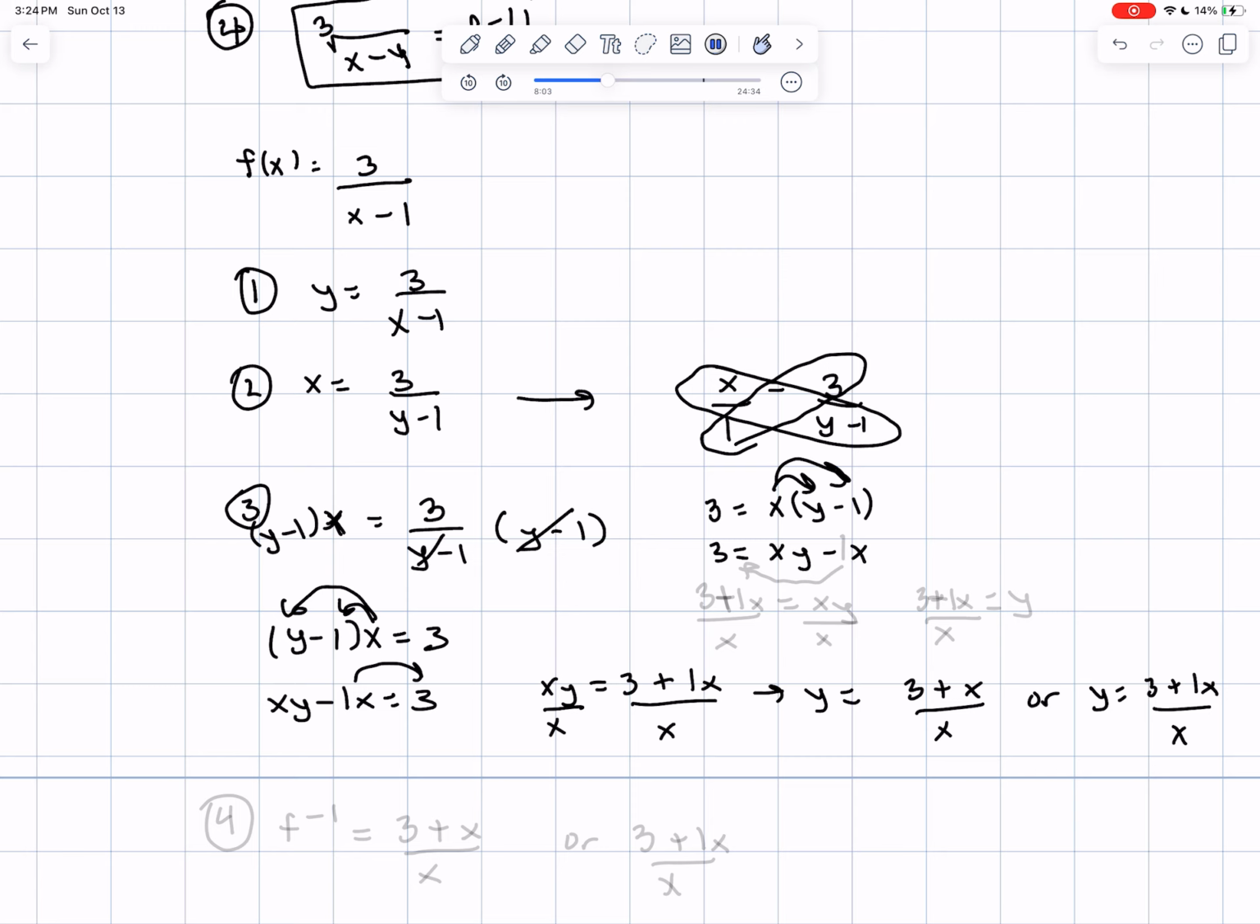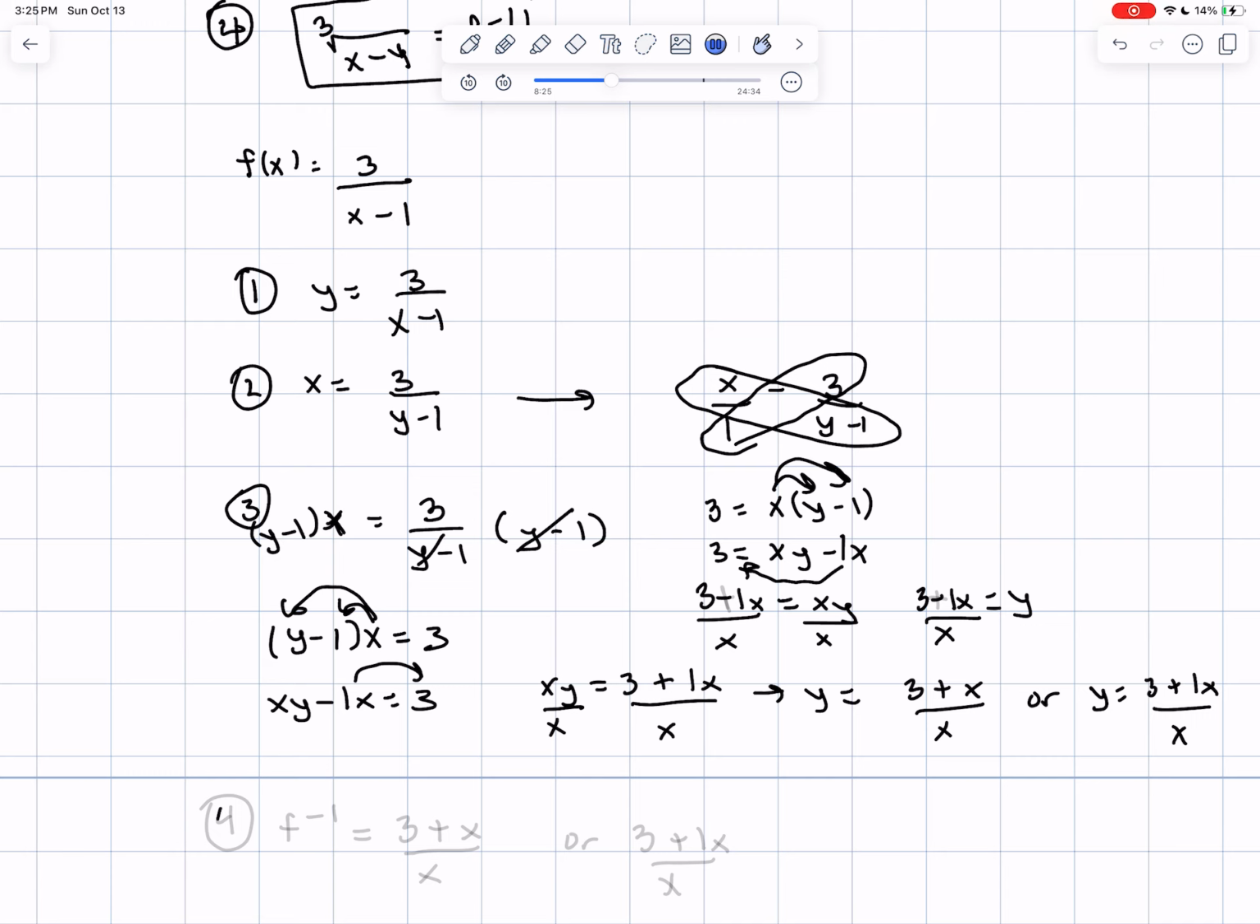I move the 1x over. 3 minus 1x equals xy, divide by x. And you still land up with the same answer. But are we done? So yes, we got the same answer, but on the next step, am I done? No, I still have to do the last steps.